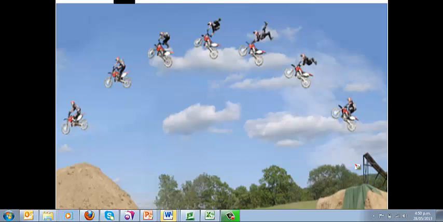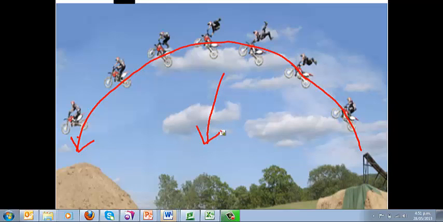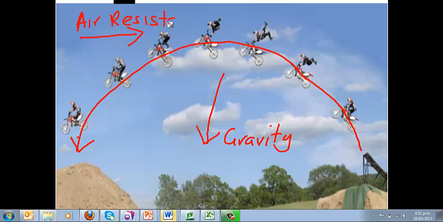Alright, so let's have a look at what this looks like. As you can see, the biker is travelling in this direction, all the way to the other end of the jump. As he is jumping, we have a downward force that is pulling him down, which is gravity. We also have air resistance playing a role, which is slowing him down. So this is air resistance. Those are some of the things acting on him to pull him down or slow him down.